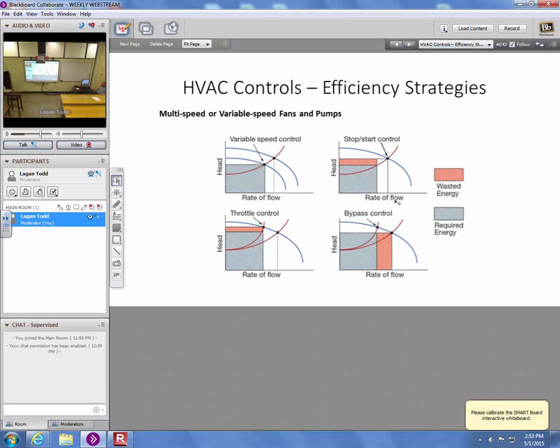Okay. So here's this diagram. I won't go into too much detail, we're running out of time, but if you want to study it more, I thought it was a pretty good diagram. This is the 4 different ideas, right? So there's start-stop control, just cycle the pump.